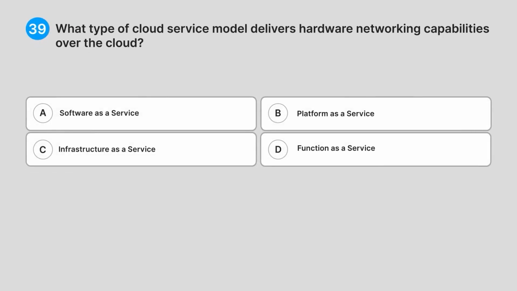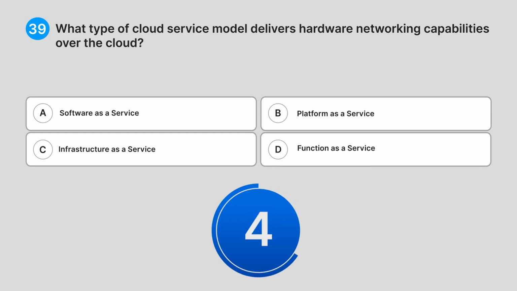39. What type of cloud service model delivers hardware networking capabilities over the cloud? A. Software as a service. B. Platform as a service. C. Infrastructure as a service. D. Function as a service. Do you know the answer?